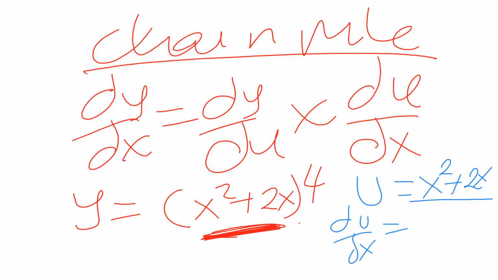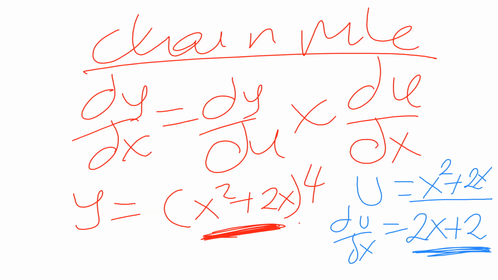So how do you differentiate this one? As usual, from the power rule, you just drop the power. You have 2x to the power 1, because 2 minus 1 is just 1. Then plus 2, the constant. This is the derivative for this u function. Do you agree with me? Yes, I do. Then from there you have du over dx.